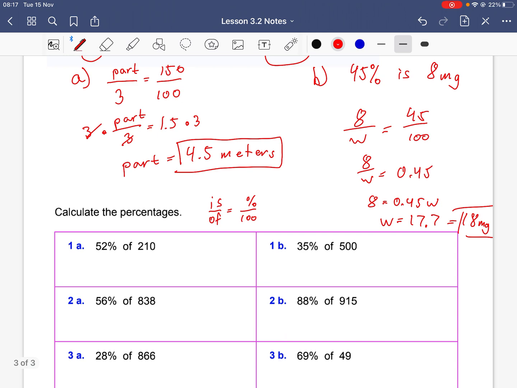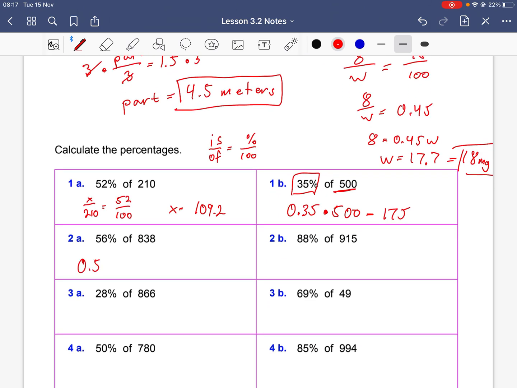And then remember, is over of, so we're finding x over 210 equals 52 out of 100. So x is equal to 109.2. Another way we can think of this is we just take 0.35 times 500. You are just taking the percent as a decimal times this number. Try these out on your own. Don't just copy this down.